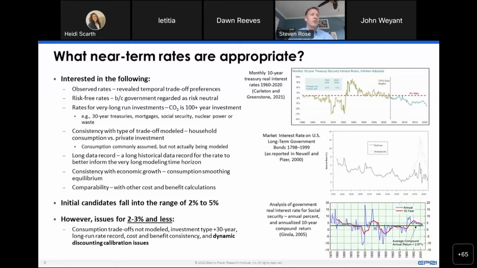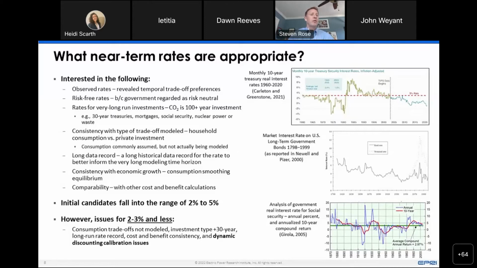So carbon dioxide, for example, is a long-lived greenhouse gas. It lives in the atmosphere for approximately 100 years and has knock-on effects in terms of influencing the carbon cycle, and those inertia effects play out beyond 100 years. So we really need to be thinking of very long-run investments as our points of comparison. So we're looking for observed rates for very long-run investments as potential opportunities for identifying what that near-term rate would look like. Some examples are 30-year treasuries, mortgages, Social Security as a program, as well as investments in nuclear power and nuclear waste, things that have very long time horizons.